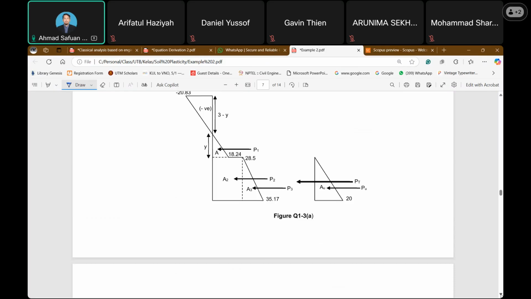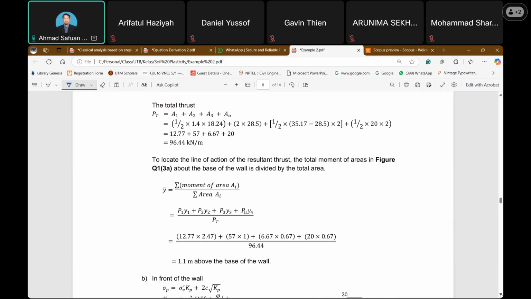We need to determine the line of action of the resultant thrust. The total moment divided by the total thrust is equal to 1.1. So that is for the active part or active area.